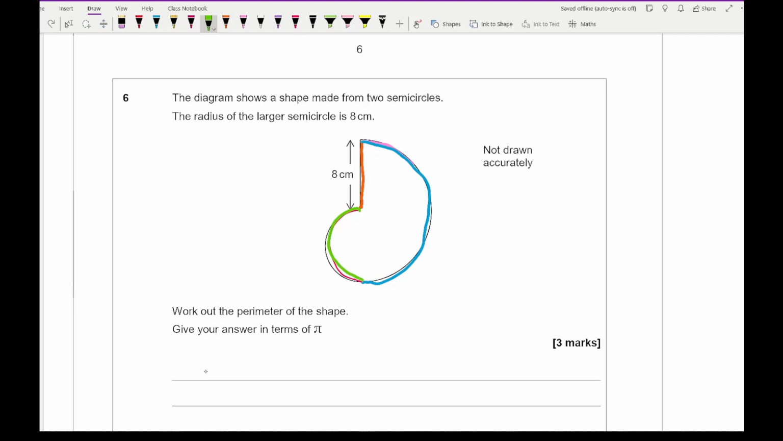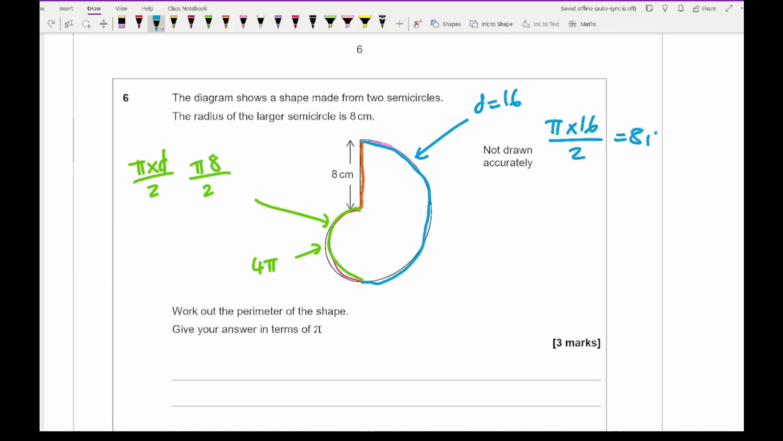There we go. Now this is basically going to be 2 pi r divided by 2. So here we know the diameter, so let's use pi times the diameter divided by 2. So that's going to be pi times 8 divided by 2. So this length here is 4 pi. Then looking at the blue length, well, that's going to have a diameter of 16. So that's going to be pi times 16 divided by 2, which equals 8 pi. So this length here is 8 pi.